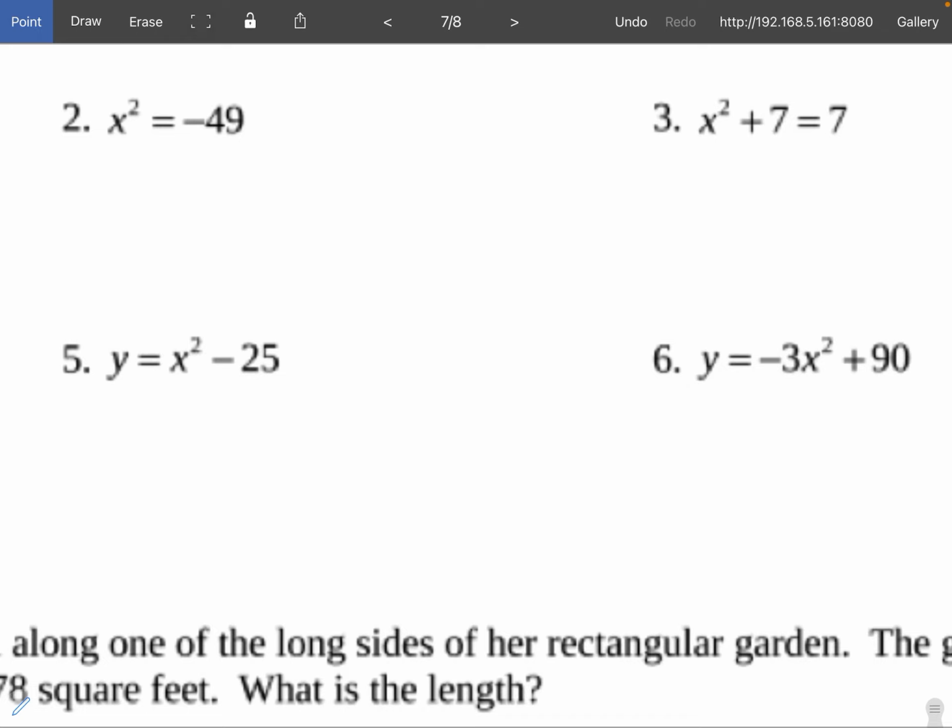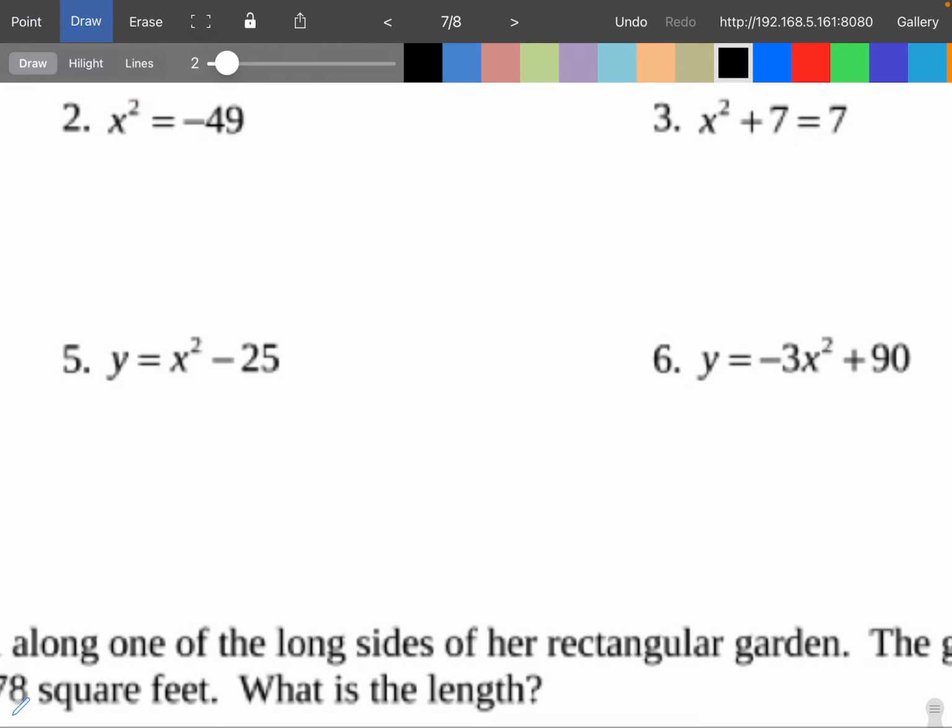Let's look at number 2. So same step again. First step would be to get the variable that's squared all by itself, which they already did here for you. Then just take the square root of both sides. So you take the square root of the left-hand side. So you've got the square root of x squared equals, don't forget the plus or minus, and then you've got the square root of negative 49.